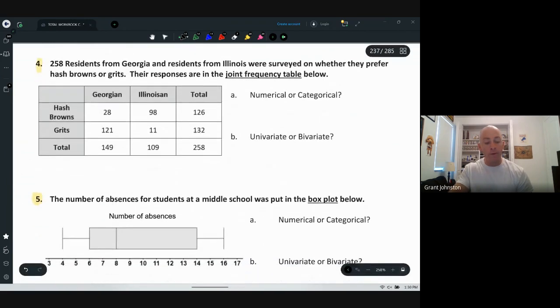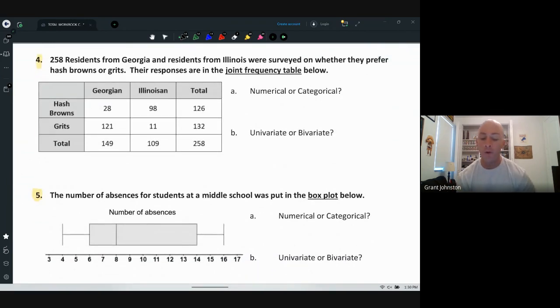Four says 258 residents from Georgia and residents from Illinois were surveyed on whether they prefer hash browns or grits. Okay, so hash browns or grits. I think this is leading towards more of a categorical. And the responses are in the joint frequency table. So this is categorical because we're separating categories of hash browns and grits, and if you're from Georgia or Illinois.